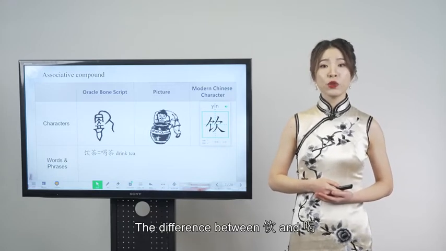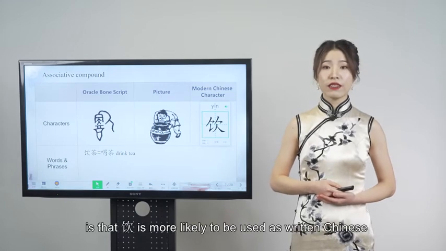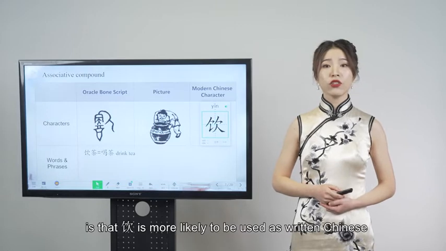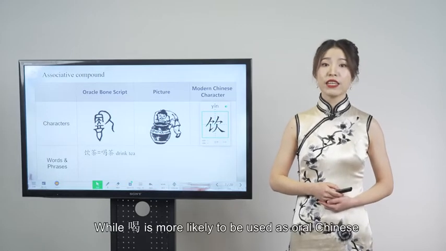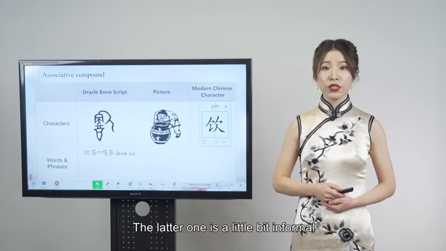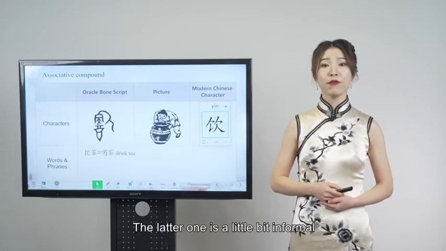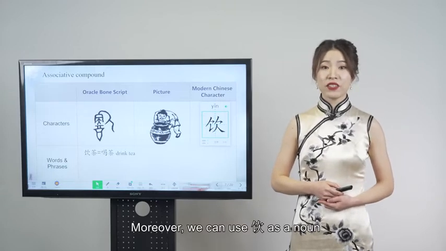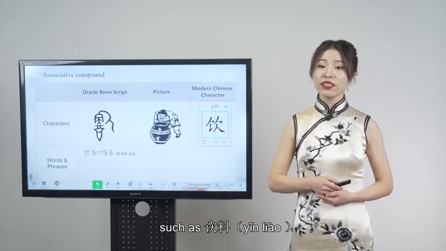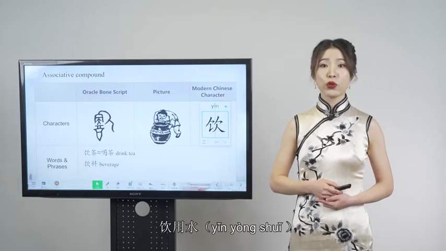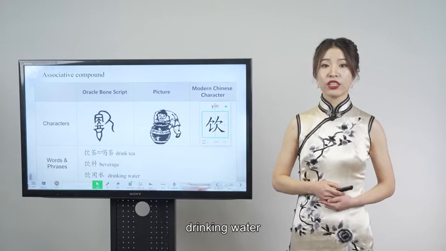The difference between 饮 and 喝 is that 饮 is more likely to be used as written Chinese, while 喝 is more likely to be used as oral Chinese. The latter one is a little bit informal. Moreover, we can use 饮 as a noun, such as 饮料, beverage, 饮用水, drinking water.